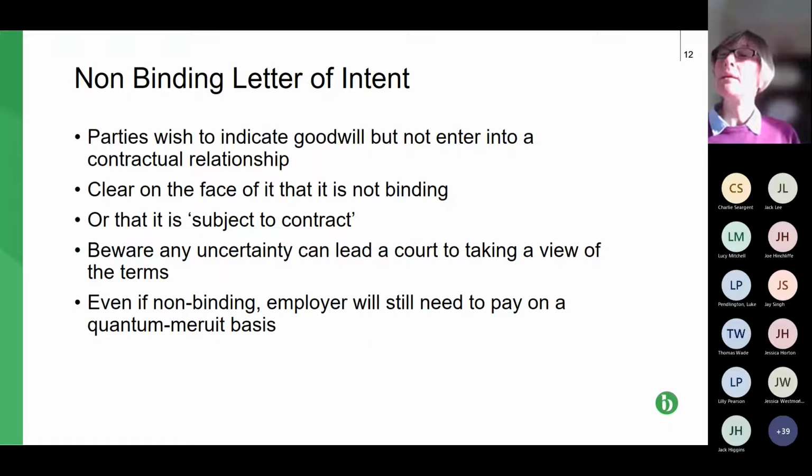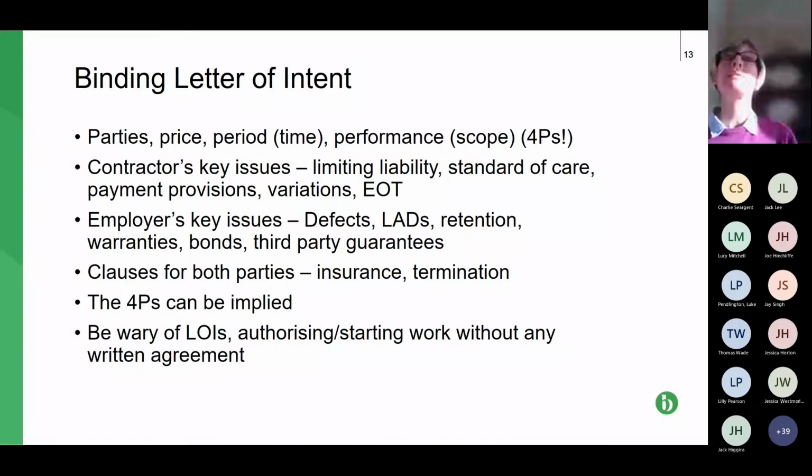Then typically this will be a non-binding letter of intent. So it's not forming any form of a contract. So you're not going to get paid for the work pursuant to a contract, because how can you? Because there is no contract in existence.